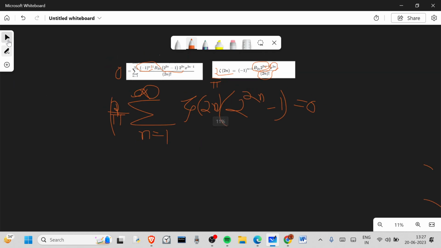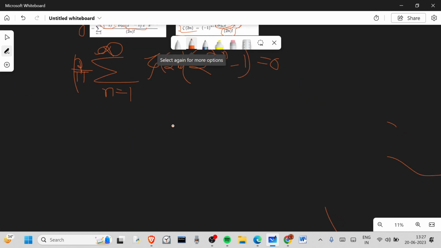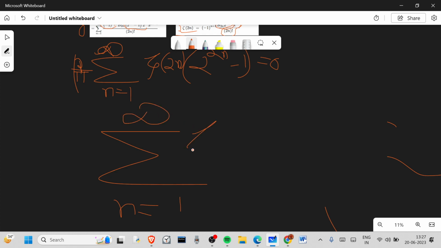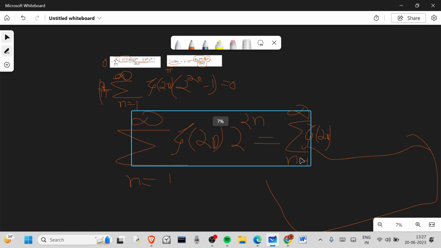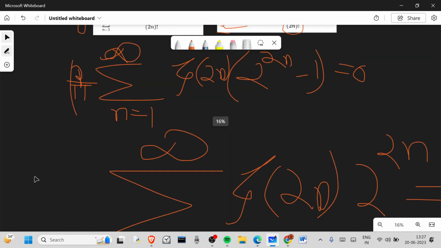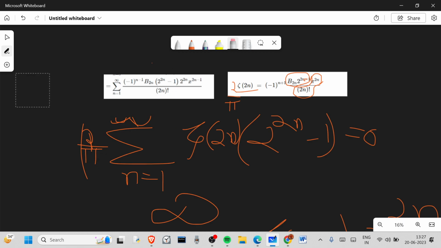So what do I mean? I am getting a very unbelievable result, which I don't think is even true. It means that zeta at 2n times 2 to the power 2n is equal to simply the sum over n from 1 to infinity of zeta at 2n. I don't think it's true. Of course, mathematics says it must be true. Okay, let me recheck. I think I've done something wrong.